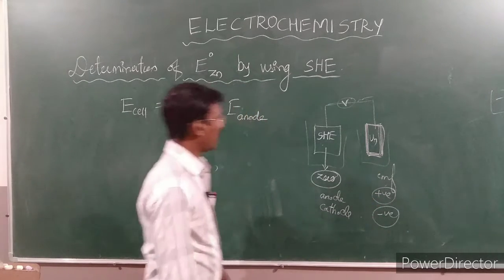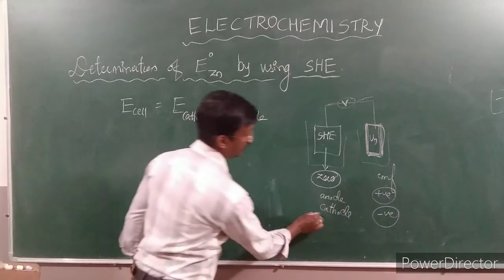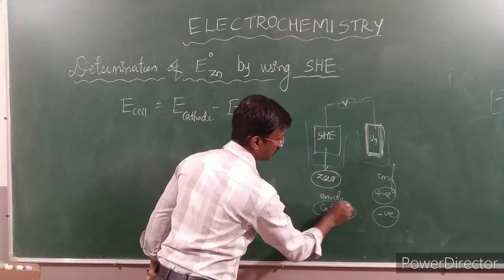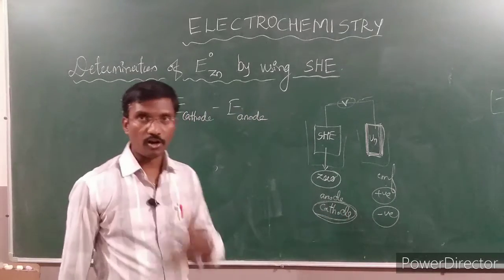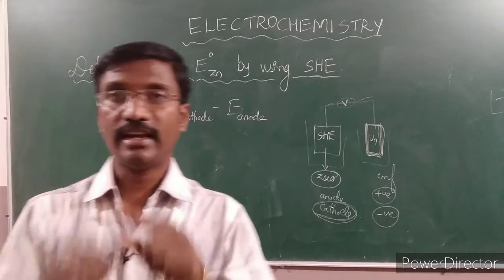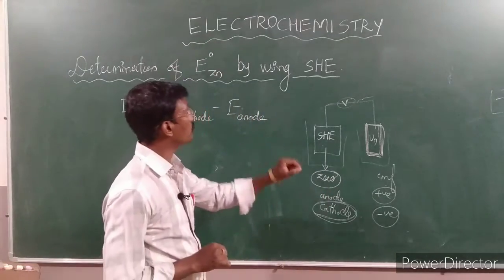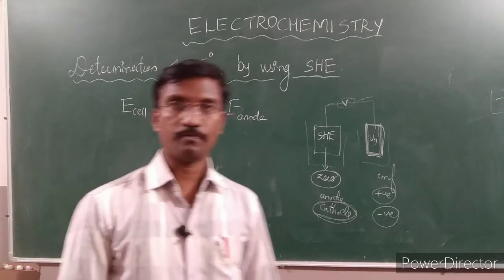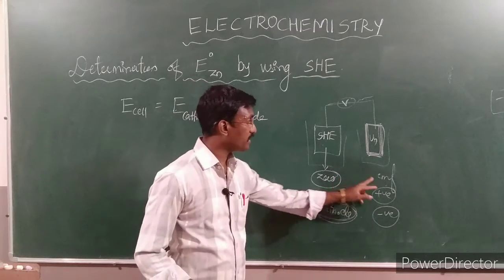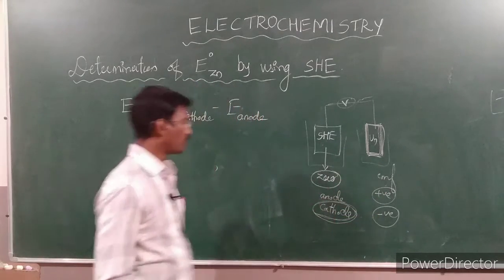For that reason, to have this negative value, I should bring the EMF as negative. It means I have to keep this SHE at the cathode. Are you getting my point? I already know that in the Daniell cell, zinc carries the negative charge and copper carries the positive charge, isn't it? So to make zinc a negative value, to make the EMF negative, I am going to keep SHE as the cathode.